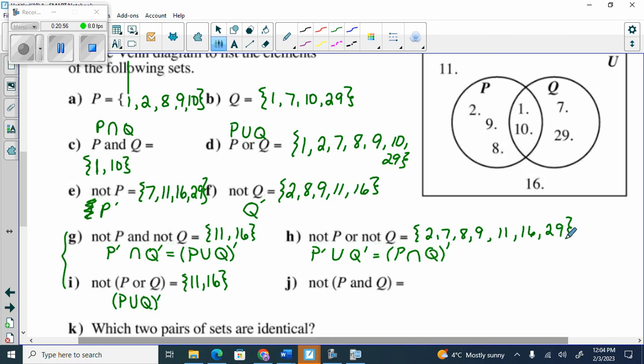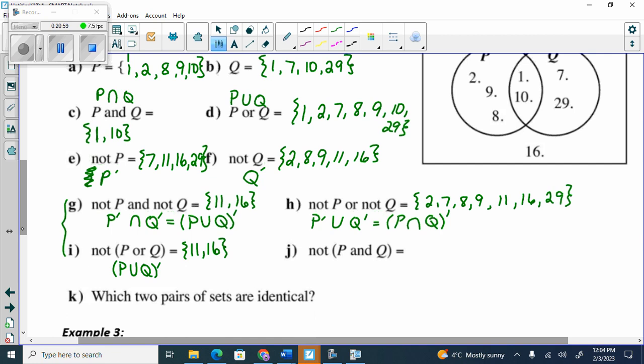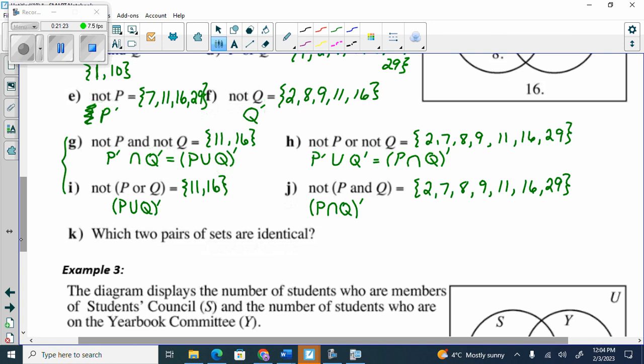Then the one below it is not P and Q. So it's P and Q not. So it's the exact same, right? These are the exact same. 2, 7, 8, 9, 11, 16, 29. Which two pairs of sets are identical? G and I and H and J.